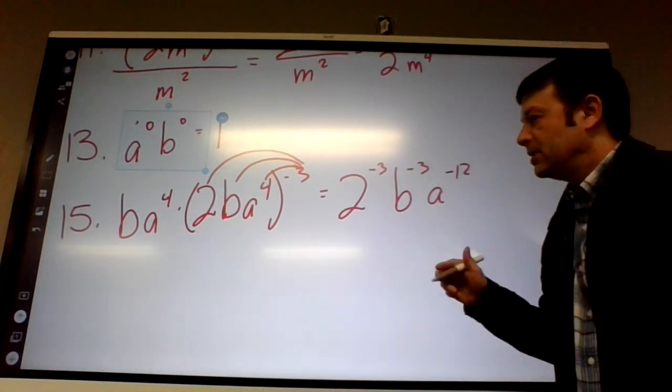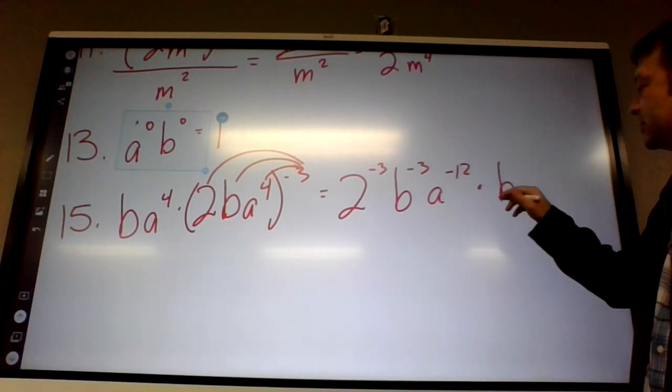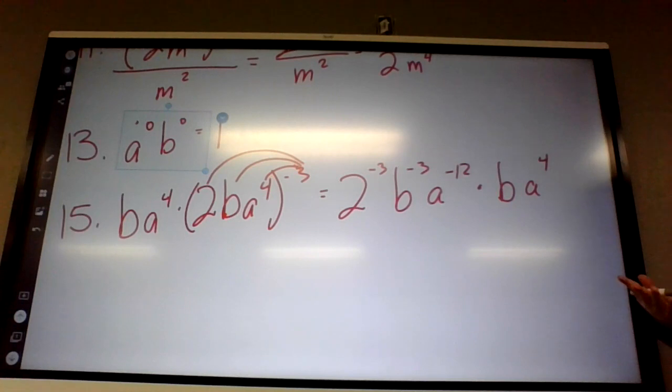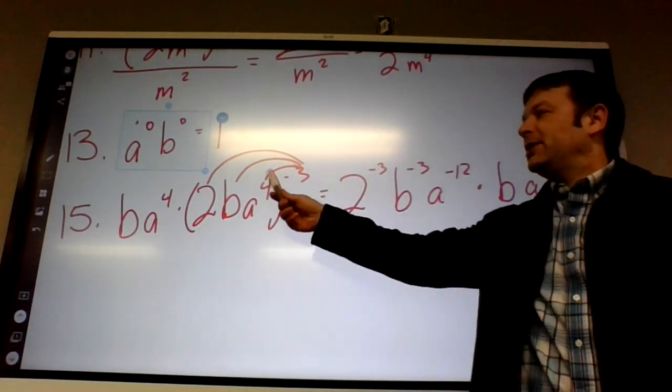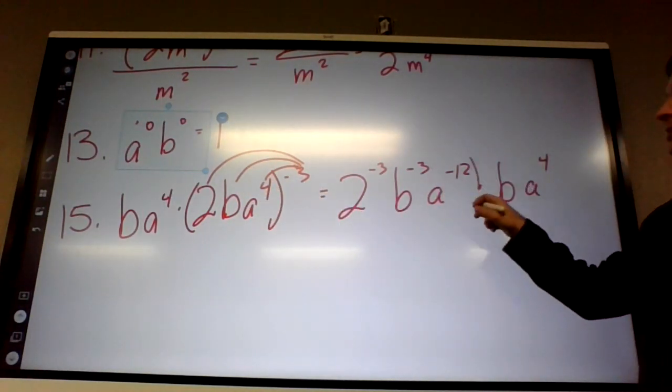And then I'll go ahead and write out here times b times a to the 4th. Order of multiplication doesn't matter, right? So it doesn't really matter the order. And since I already used the exponent on the parentheses, I don't really even need parentheses anymore because it's just a bunch of multiplication.